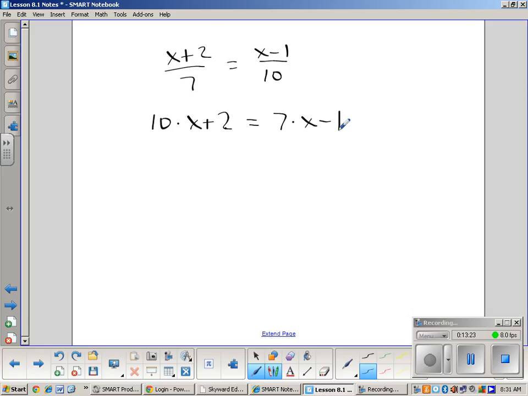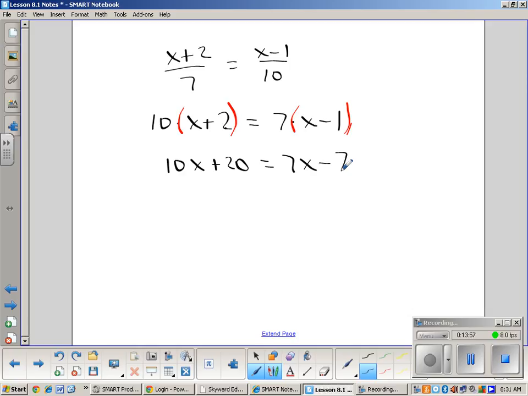I have to have parentheses. I have to make sure that when I multiply 10 by x plus 2, I'm multiplying 10 by all of the x plus 2, not just the x. And when I multiply 7 by x minus 1, I have to make sure I'm multiplying all of x minus 1 times 7, not just the x. So I really need to make sure I put my parentheses in. So I get 10x plus 20 is equal to 7x minus 7.